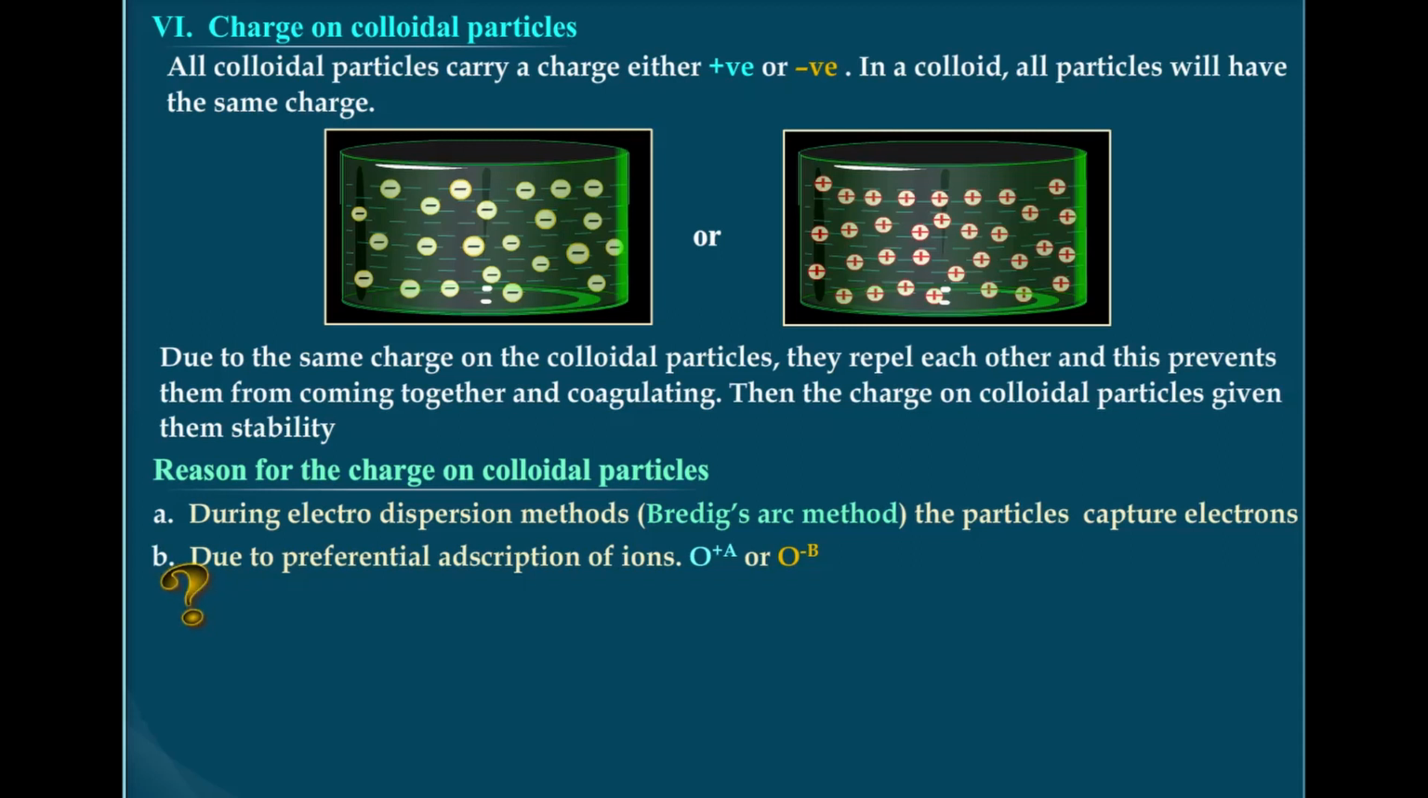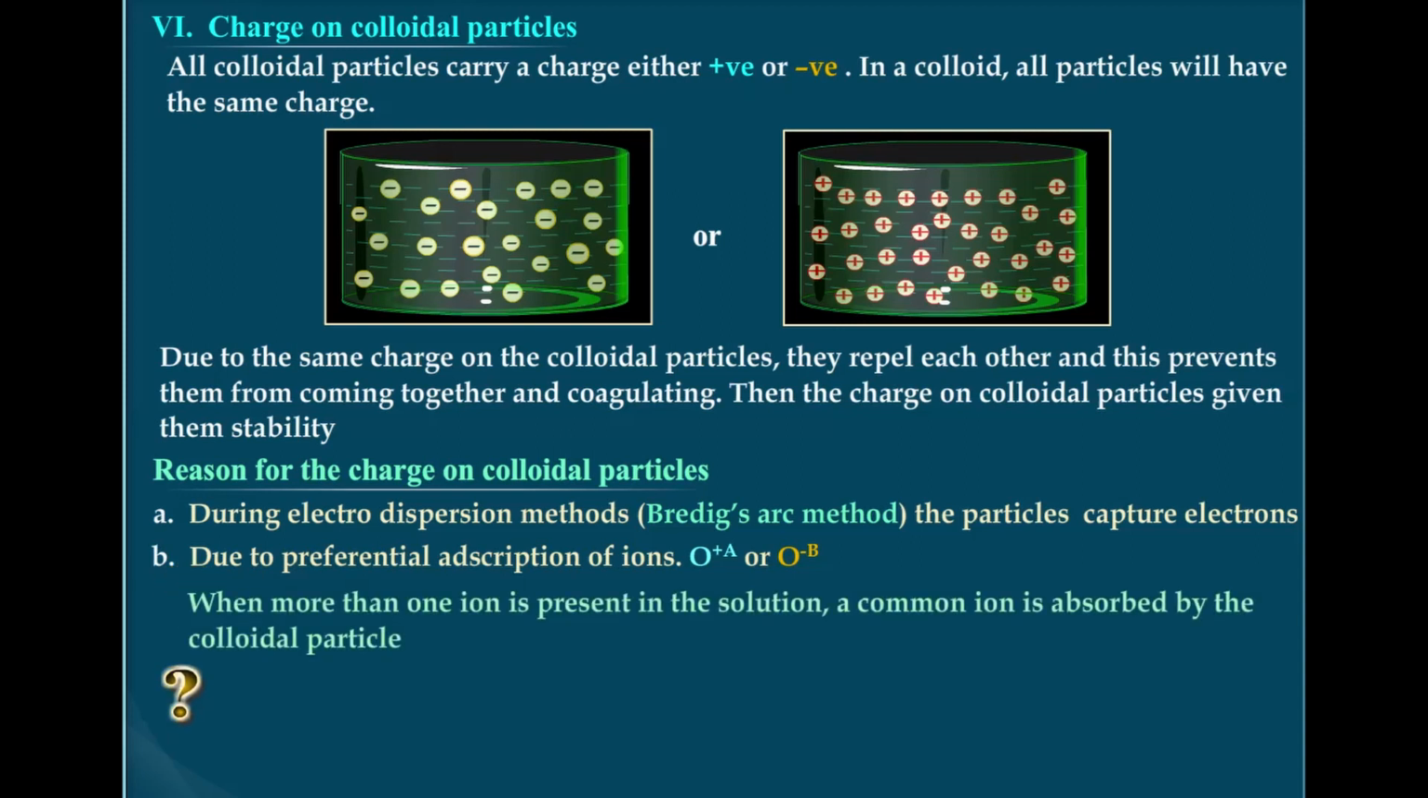When ferric chloride is added to sodium hydroxide, unlike the first case where it was added to hot water, a negatively charged sol is obtained by the adsorption of OH minus. So this is called the preferential adsorption of ions. When more than one ion is present in the solution, a common ion is adsorbed by the colloidal particle.